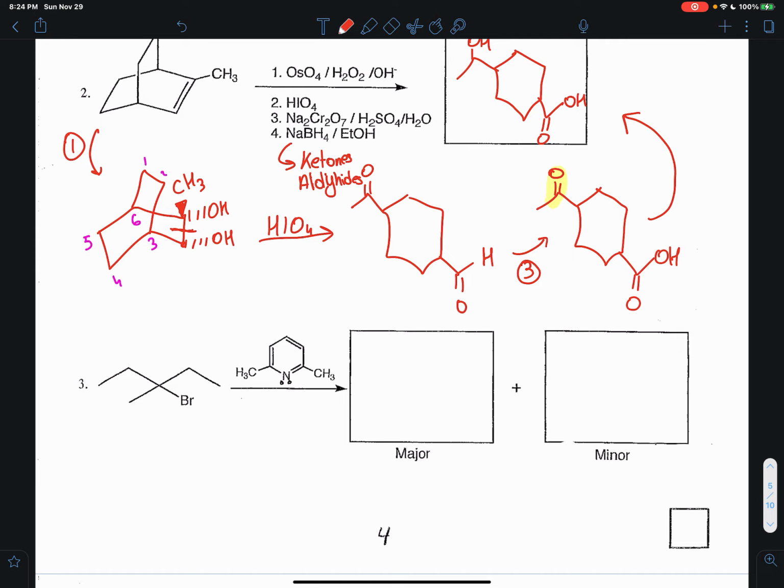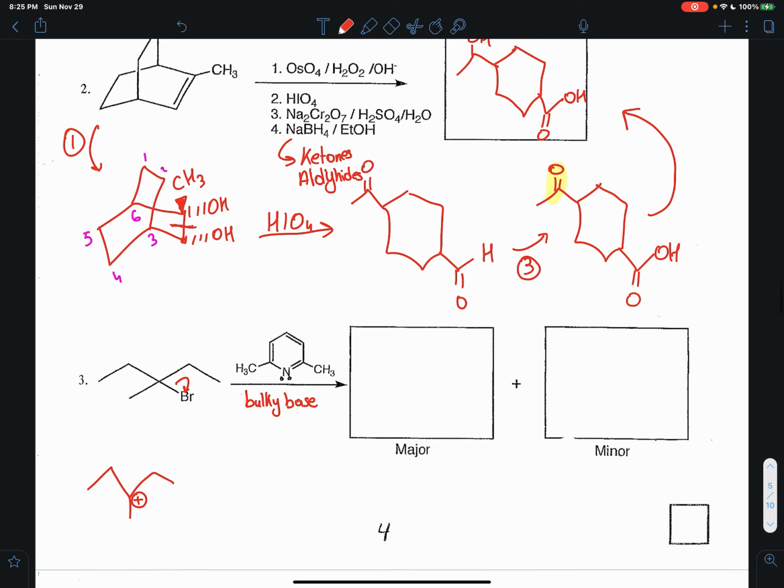Alright, so now moving on, we have this structure, and if you guys remember, this is a strong, bulky base. So this is a bulky base, and now we have a tertiary bromine. So this is going to be an E1 reaction, and remember, an E1 reaction is like SN1. What happens in the first step is that the Br group is just going to leave, and we're going to end up with a carbon cation. In this case, it's a tertiary carbon cation.